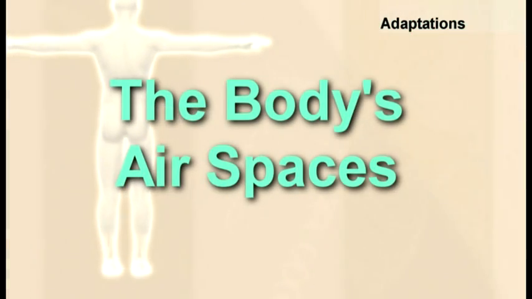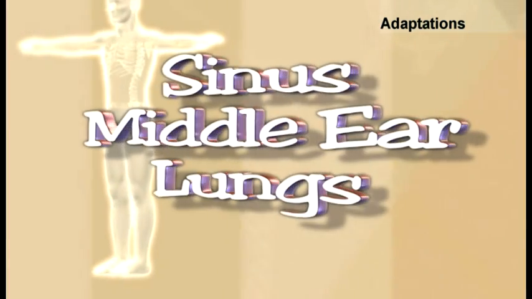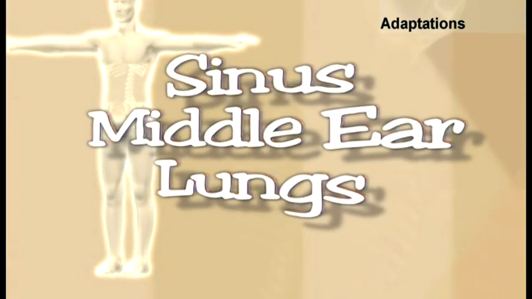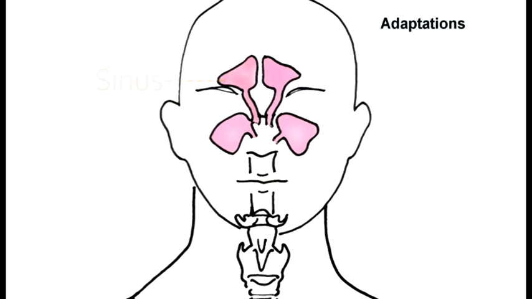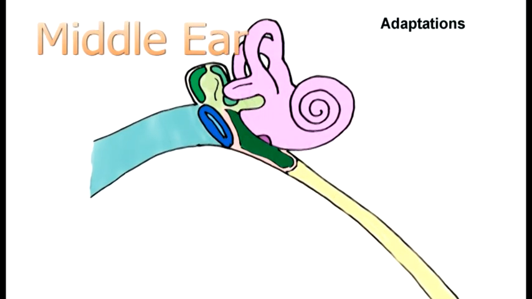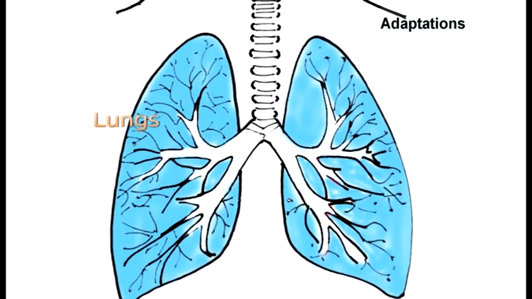The 3 main air spaces in the body that you, as a diver, should be aware of are the sinus, middle ear, and lungs. Because they are air spaces, they will be subjected to changes in air pressure while you descend and ascend in the water column.